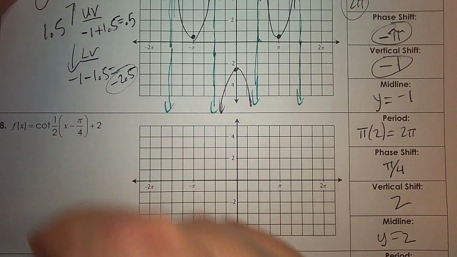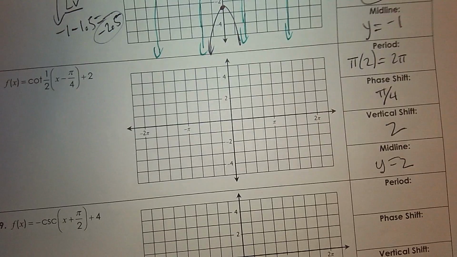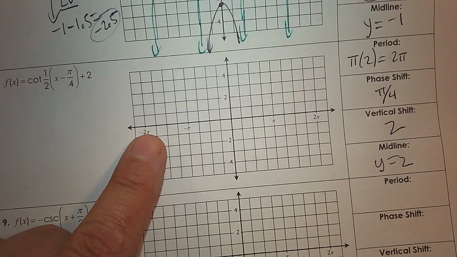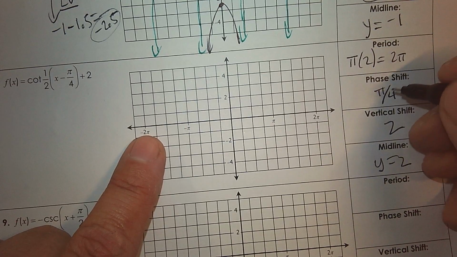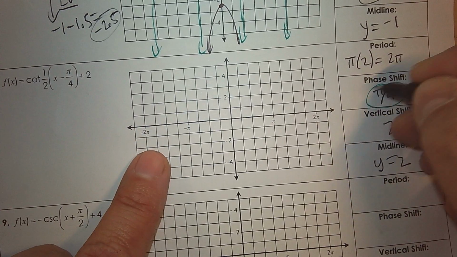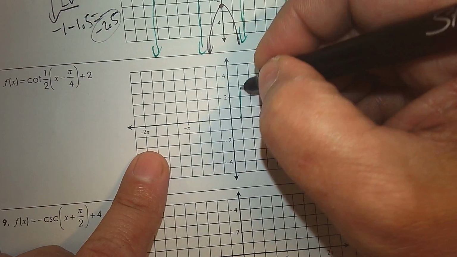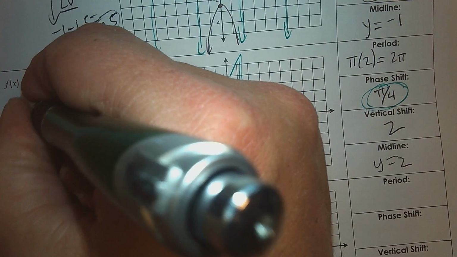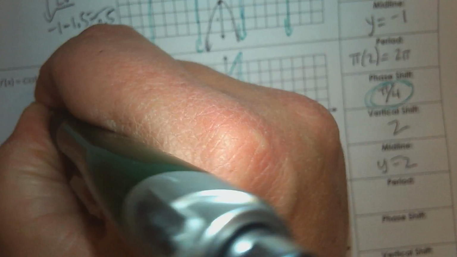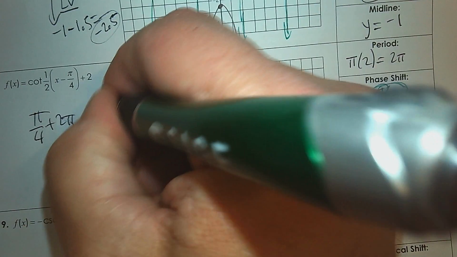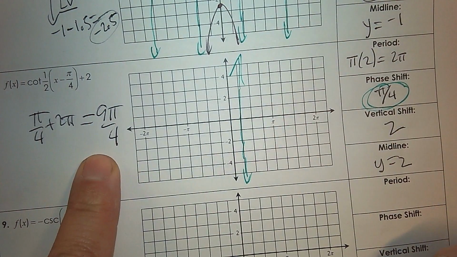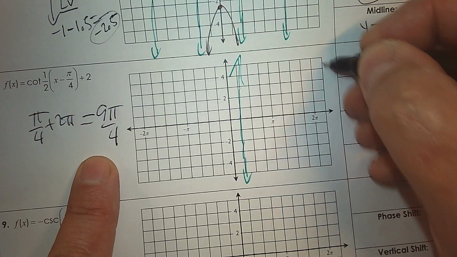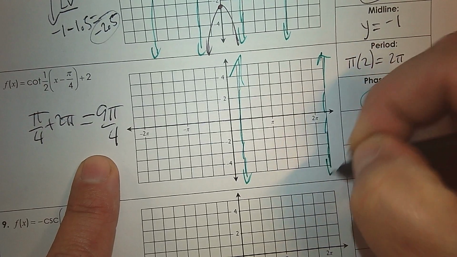So 2 is going to be where my point of inflection is. Normally it would be at 0, but it went up 2. All right. Cotangent starts with an asymptote. So at pi over 4, it's going to be an asymptote. Now, I need to be able to go plus 2 pi and know where it ends. So where does it end? At 9 pi over 4, right here, would be the end of the cycle.